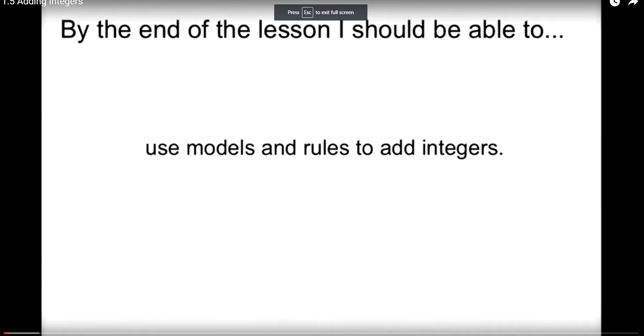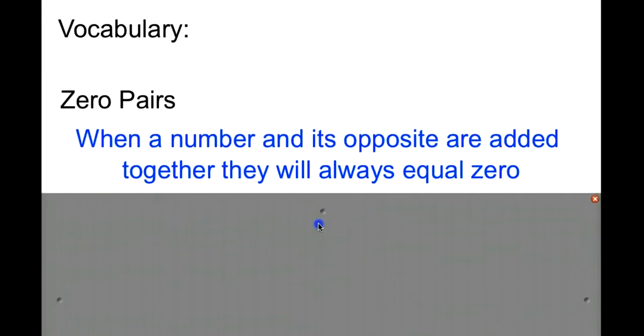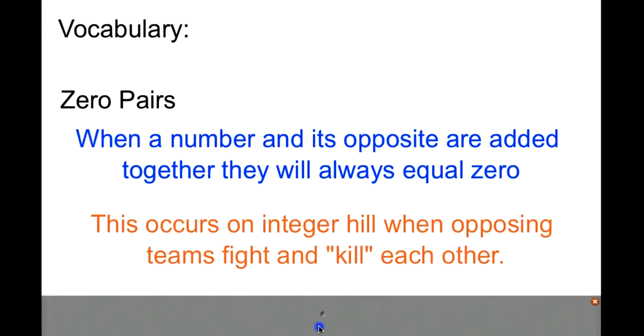By the end of the lesson, I should be able to use models and rules to add integers. Vocabulary: zero pairs. When a number and its opposite are added together, they will always equal 0. This occurs on Integer Hill when opposing teams fight and, quote-unquote, kill each other. Rules for Integer Hill and fighting the fight.